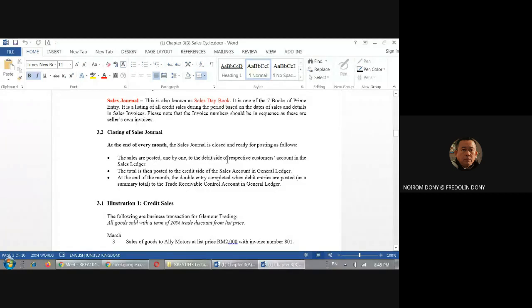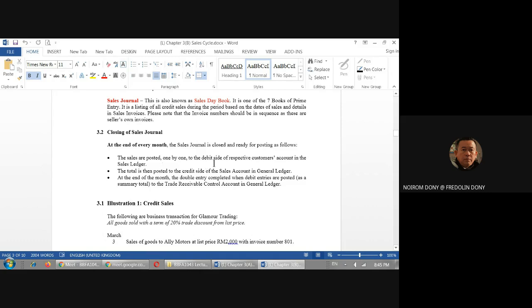Now for the single entry, posted one by one to the debit side. Let me explain. Remember, the sales ledger contains individual trade receivable accounts. Trade receivable is under the category of an asset, isn't it? An asset is a debit item. So an increase in trade receivable will be on the debit side. That is why when the business makes sales on credit, let's say to trade receivable A, what happens to trade receivable A? The amount of the trade receivable becomes higher, isn't it?